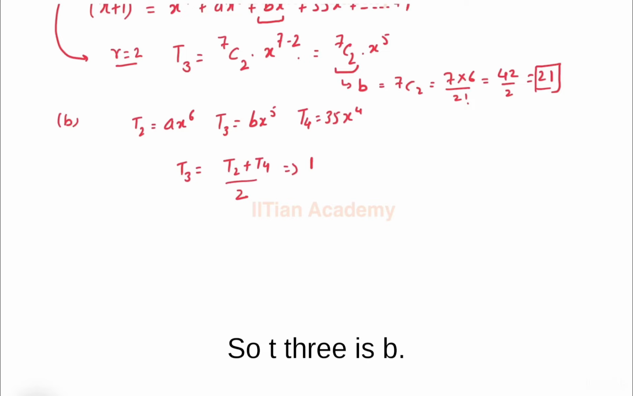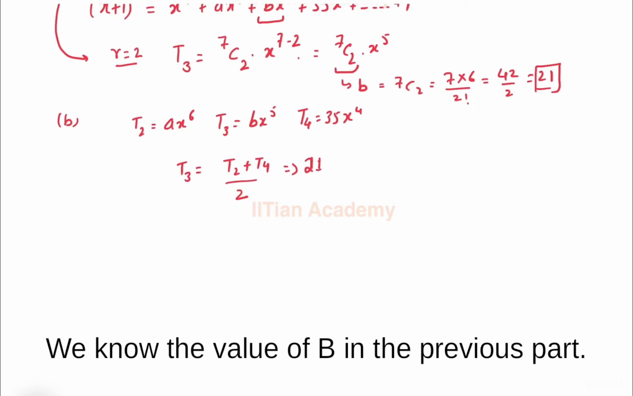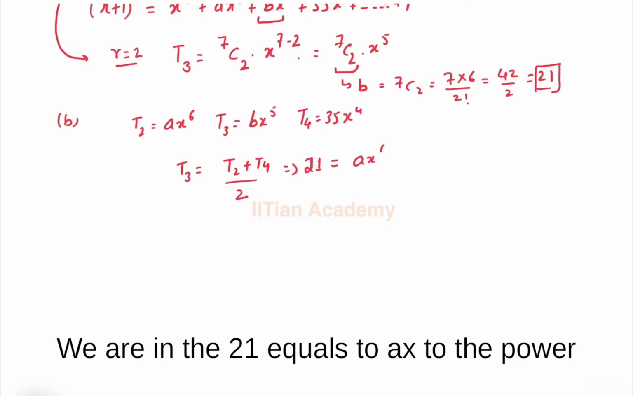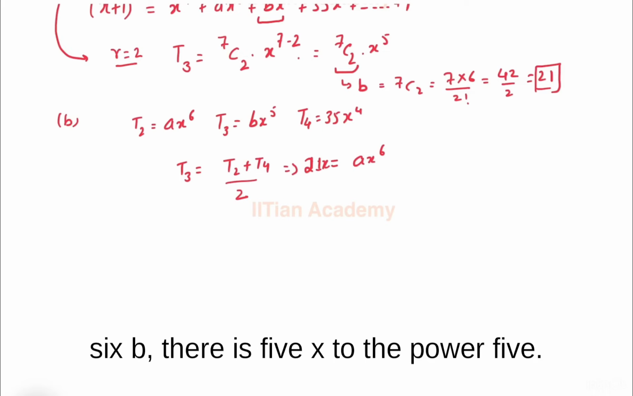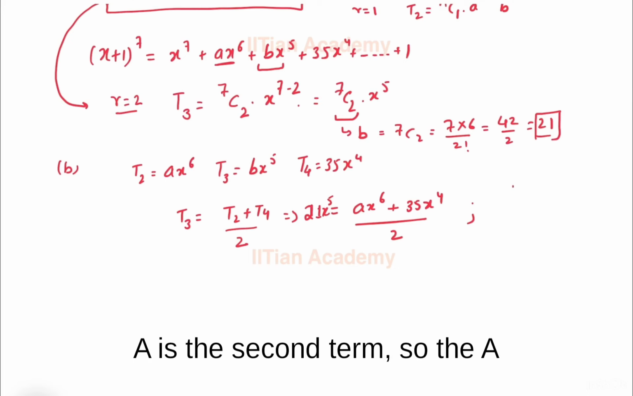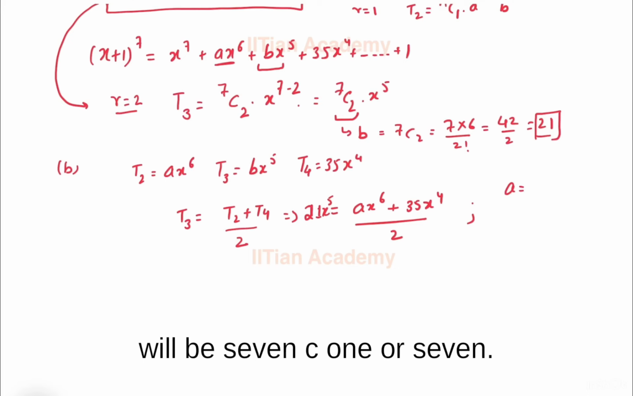So t3 is b. We know the value of b from the previous part. We identified 21 equals (ax to the power 6, plus 35x to the power 4) divided by 2, with the 21 being multiplied by x to the power 5 also. Do we know the value of a? A is the second term, so a will be 7C1 or 7. We can identify the second term by putting r equals to 1 in the general term.